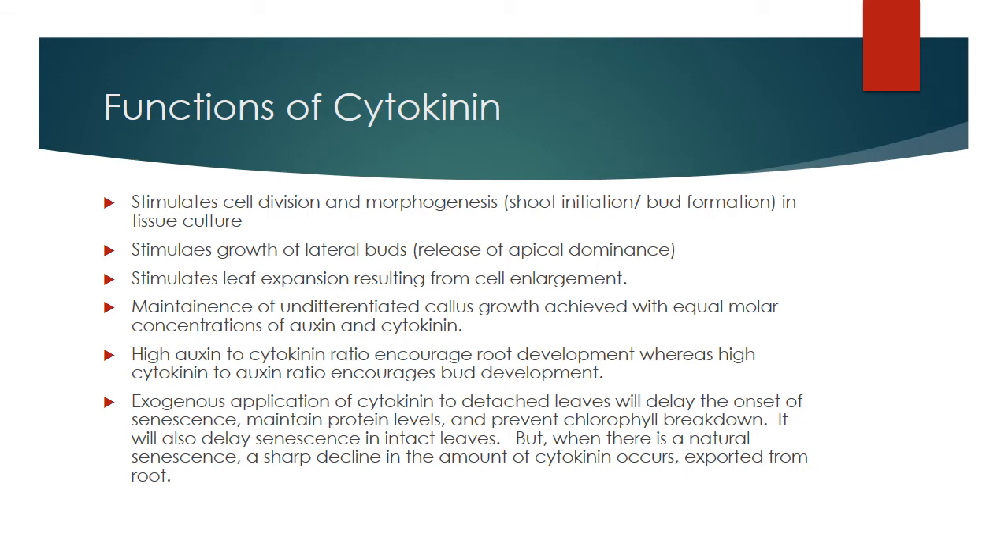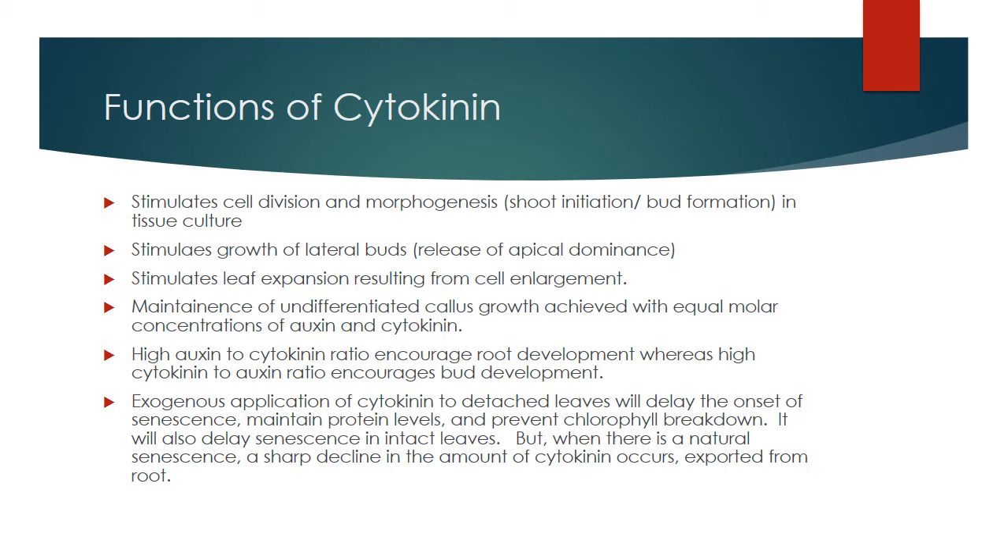Functions of cytokinin: it stimulates cell division and morphogenesis in tissue culture. It also stimulates the growth of lateral buds by the release of apical dominance, stimulates leaf expansion resulting from cell enlargement, and it helps in maintenance of undifferentiated callus growth. We know that callus is an unorganized mass of cells, and it is achieved with equal molar concentrations of auxin and cytokinin. Now, a high auxin to cytokinin ratio encourages the development of root, whereas if it is inverse, it encourages the development of bud.